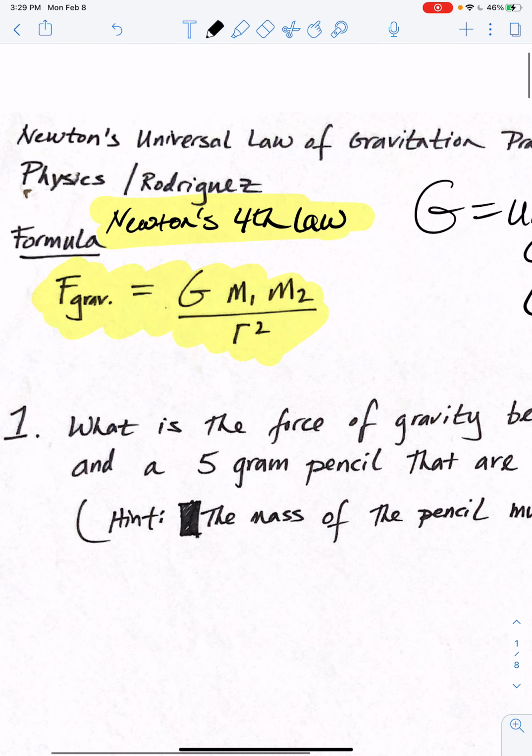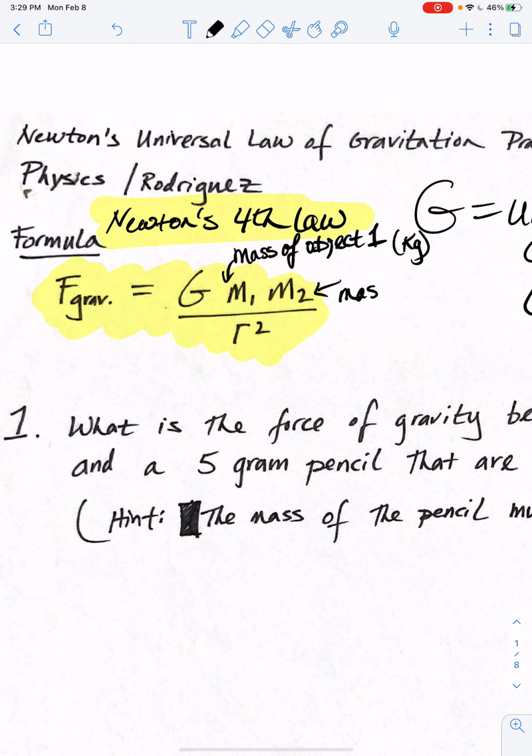So, okay, what else can we say? m1 is the mass of object 1, and this has to be in kilograms. Just go ahead and write kg. m2 is the mass of object 2, and this is also in kilograms. So what we're seeing is that there's a force of gravity between any two objects. And this formula is going to quantify that, right?